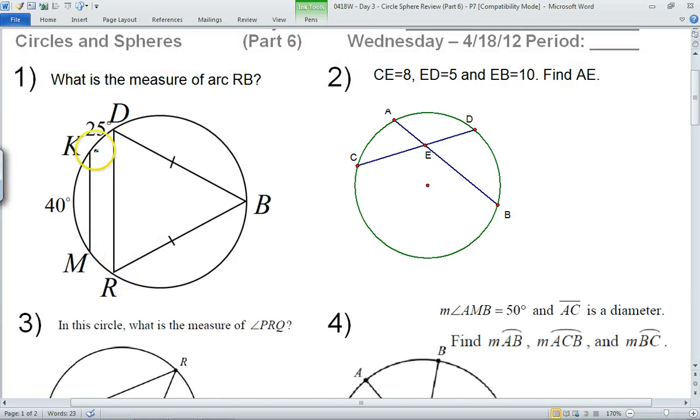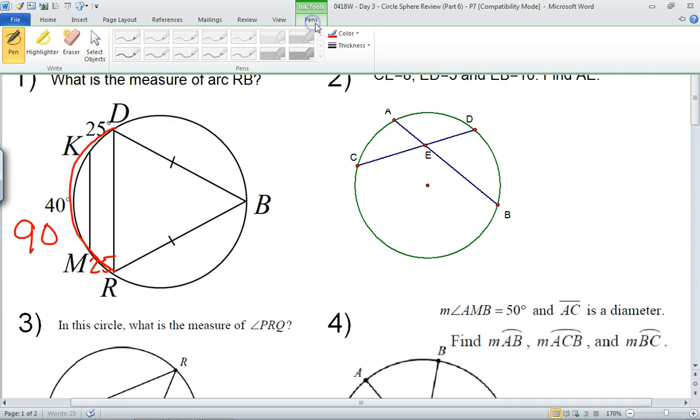Okay, so for number one, since this arc was 25, that means this arc down here is also going to be 25. What's the total degrees of this arc over here? 90. That's a total of 90 over there. How much does that leave for the rest of the circle?